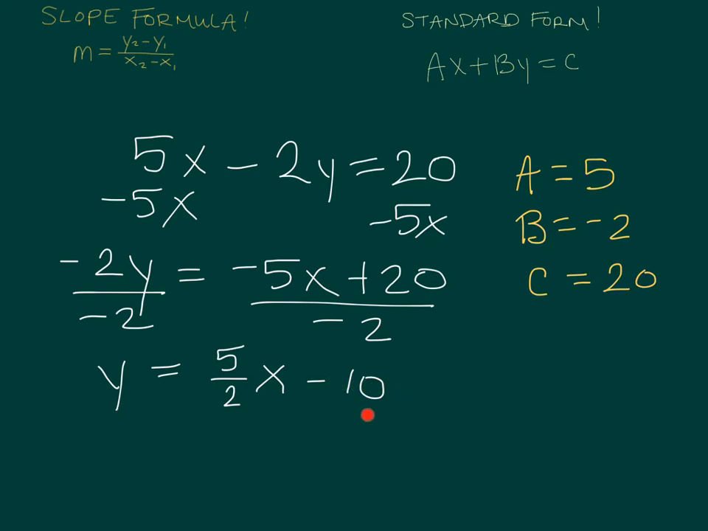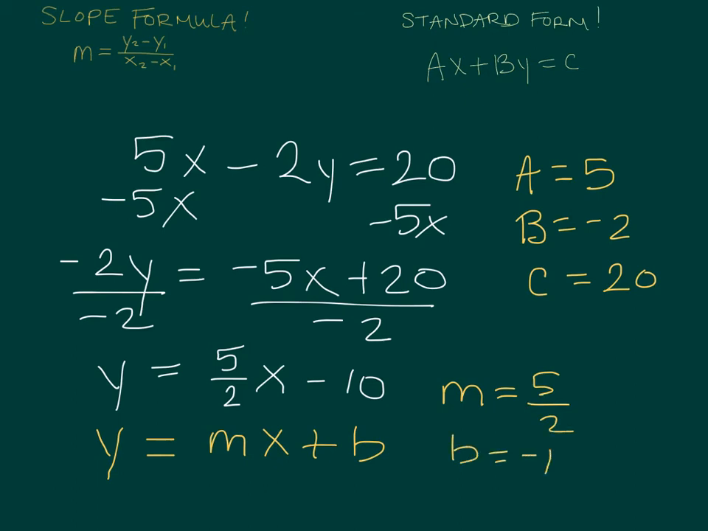So here's another form of linear equation. You might remember y equals mx plus b, where in this case we've got m is 5/2 and b is -10. Now let's look at all of this information for a second and let's see if we can make any connections.